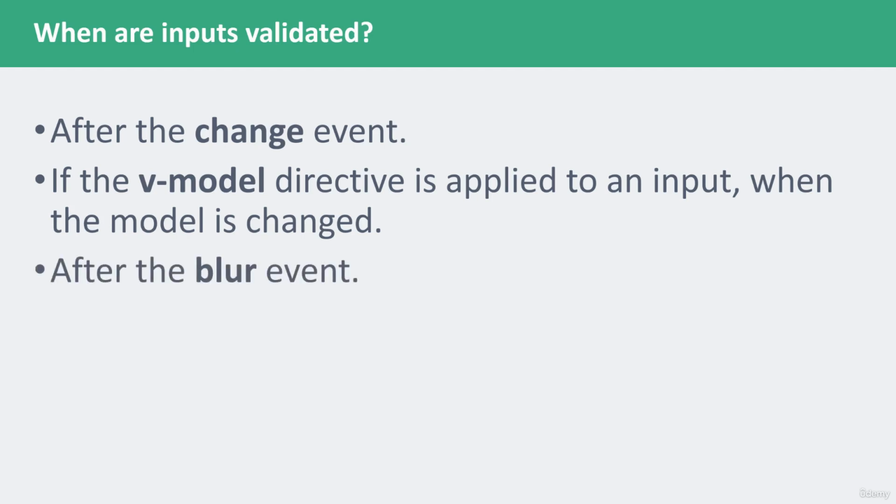The third occasion is when the blur event is emitted. The blur and change events can sometimes occur at similar times. The difference between them is the blur event is fired when the user touches an input and moves away. It doesn't matter if they changed the input. As long as it was touched, the event will be emitted.